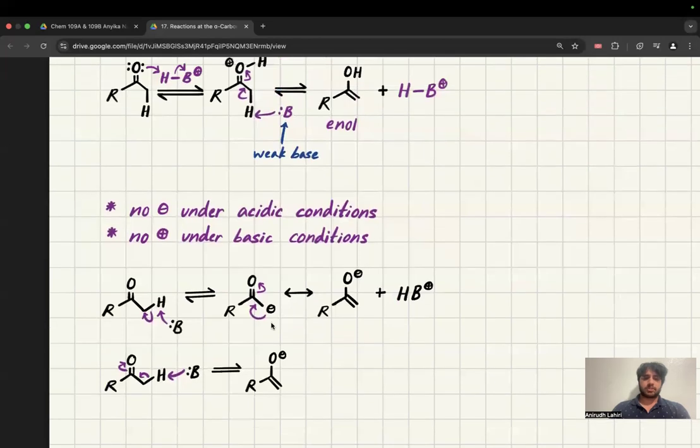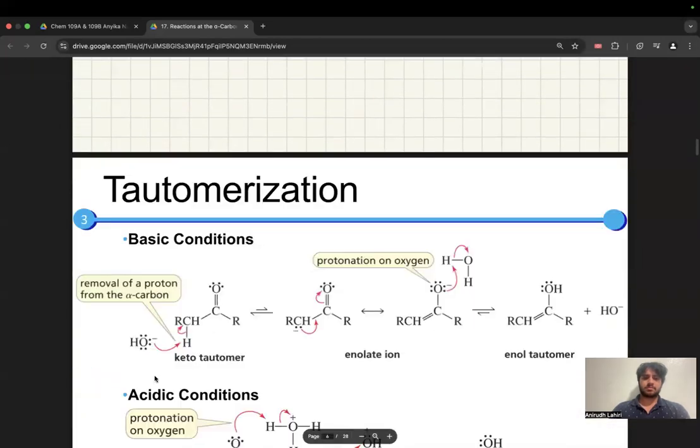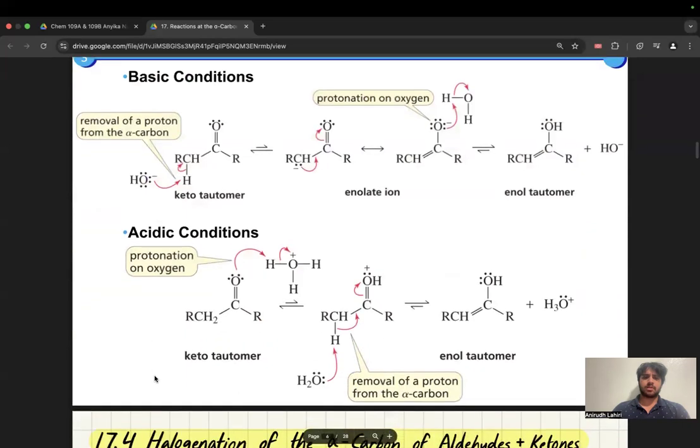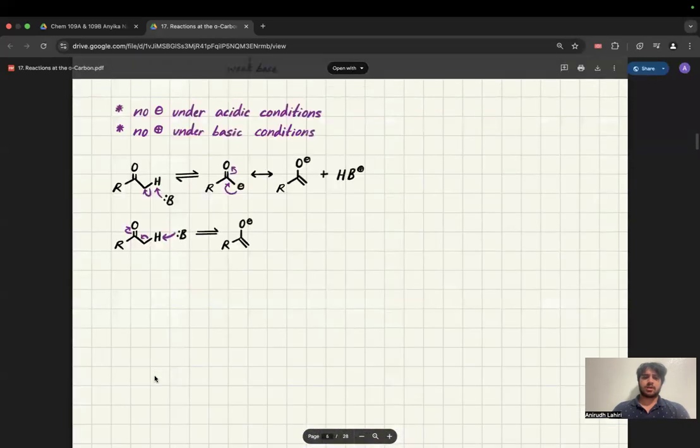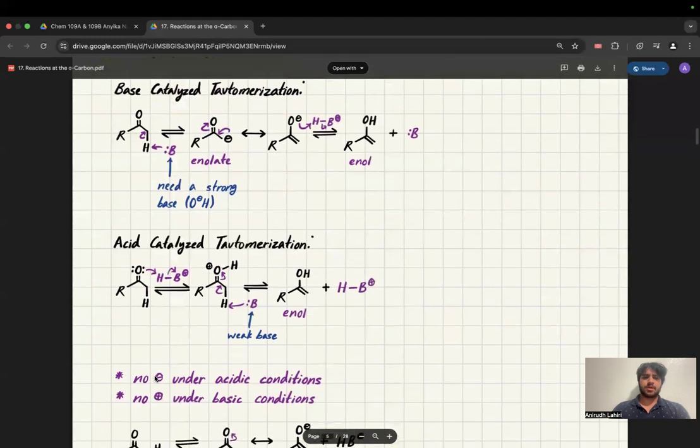All right. So again, basically what you would expect. Cool. Tautomerization. Basic conditions, acidic conditions. Okay, cool.